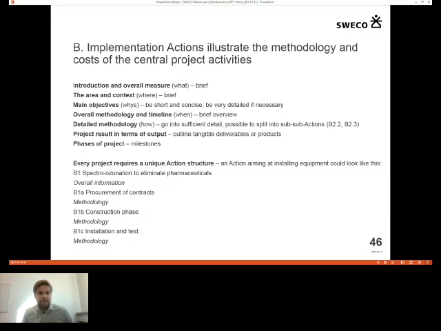We have one question from Jurate. In a demonstration type of project, preparation of sketches and construction of prototypes should be included in preparatory or implementation action?